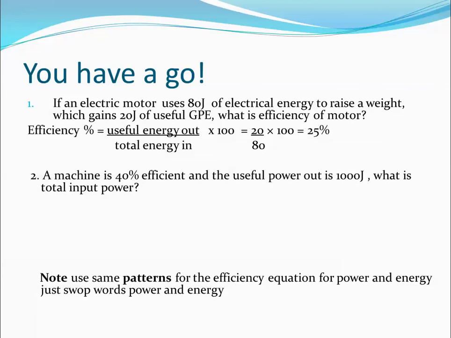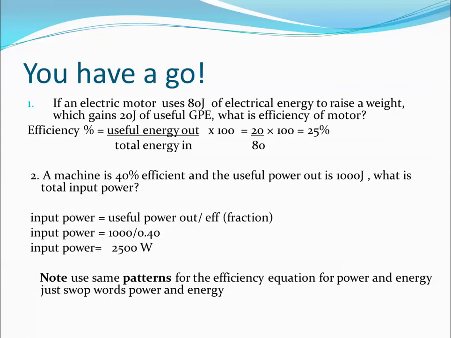There are 2 equations on the formula sheet. One for energy and one for power, but they're used in exactly the same way, so I'm not going to go through formula triangles for this one. Using the formula triangle, we find that input power equals useful power out over efficiency as a fraction. So 1000 over 0.40 gives us an input power of 2500 watts.